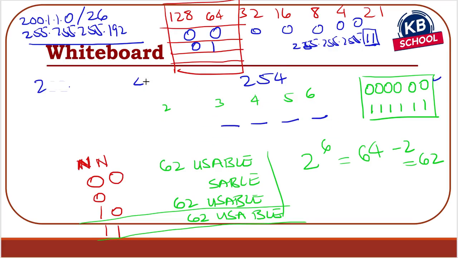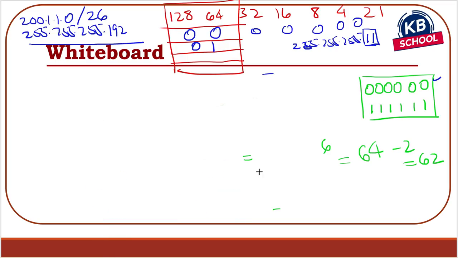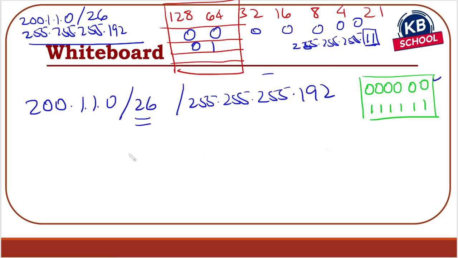Actually, let me just write it down over here for you guys. All of them, one at a time. All 4 of them. It would be 200.1.1.0/26, or with a mask of 255.255.255.192 because I borrowed the first two bits as network bits, which is equivalent to this.